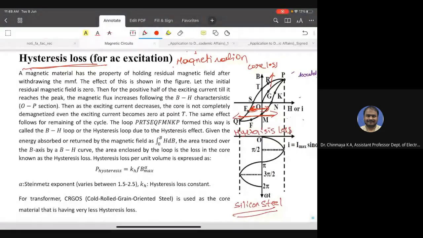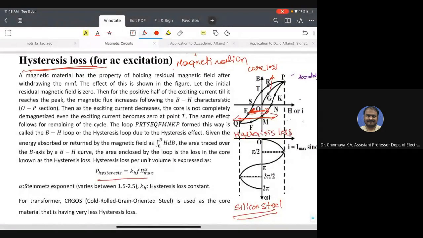So the hysteresis loss is represented by this. This is the loss. The area enclosed by the loop is the loss in the core material of the transformer, so that's why we call it core loss. Core loss also consists of eddy current loss.